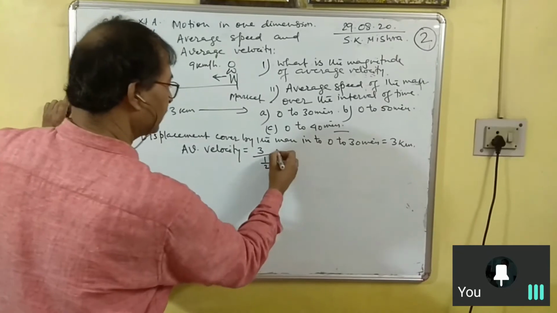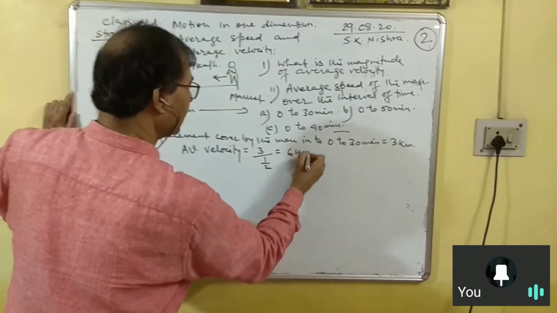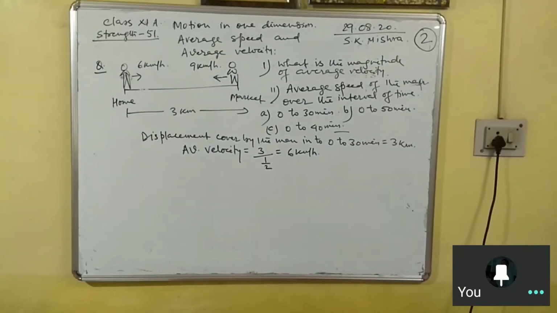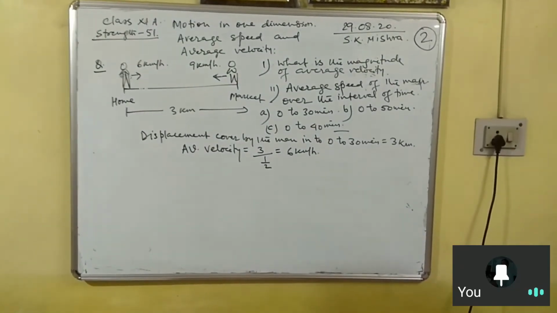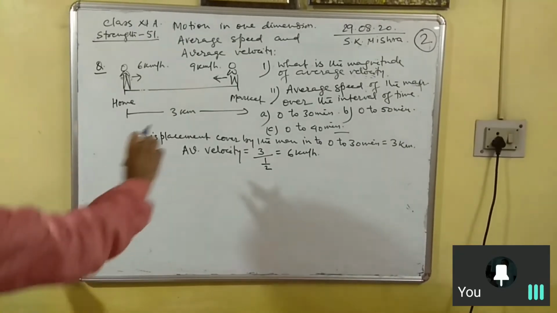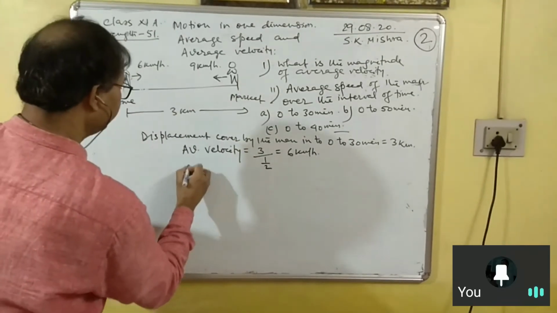1 by 2 hour. So this is 6 kilometer per hour. 6 kilometer per hour is the answer of first part. Now tell me the average speed. Within that time interval, what is average speed?